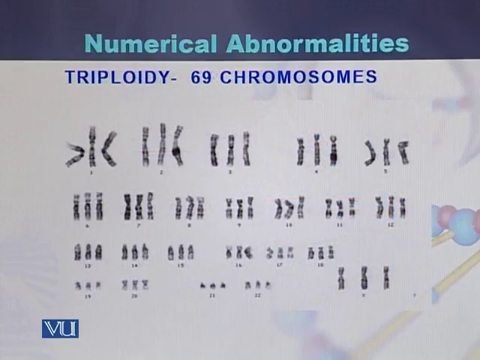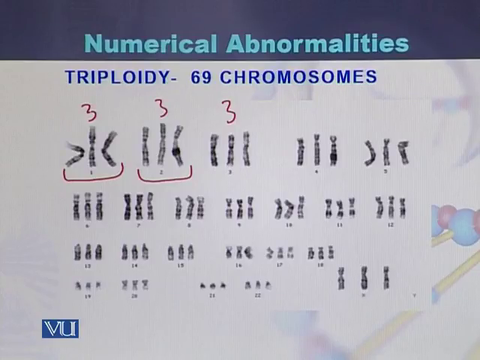There is a third type which also represents numerical abnormalities. In that case, the phenomenon is called triploidy. Triploidy is a phenomenon when each set of chromosomes is in the form of 3 chromosomes instead of 2. This is the first chromosome set; these are the 3. If there are 3 chromosomes per set, such a phenomenon is called triploidy. Triploidy is also an example of numerical abnormalities.